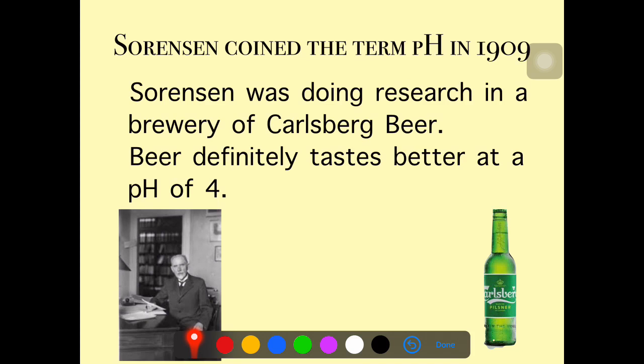By the way, most of the food that we eat roughly has a pH of 7. However, for beer to taste good, it requires a pH of 4.